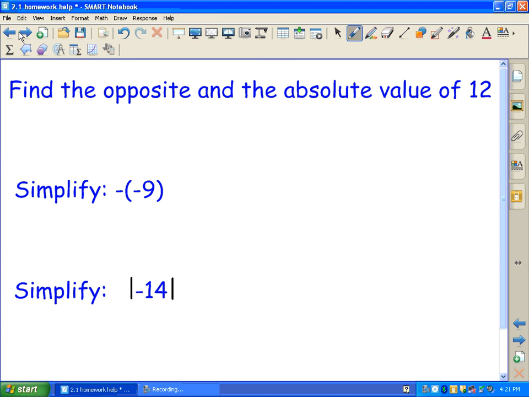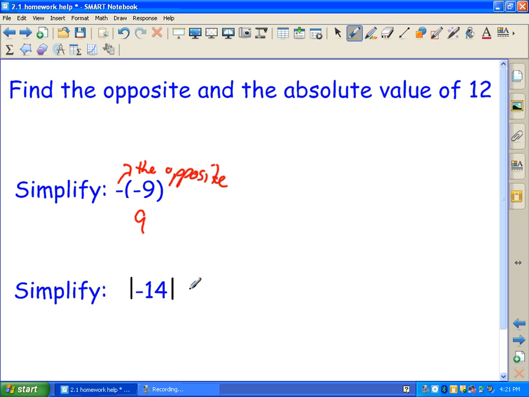Now, the other thing we talked about today first was to remember that the negative sign we always think of as meaning the opposite. So if I look at a problem like this one right here, what they're asking me to find is the opposite of negative 9. Well, the opposite of negative 9 is positive 9. Okay?